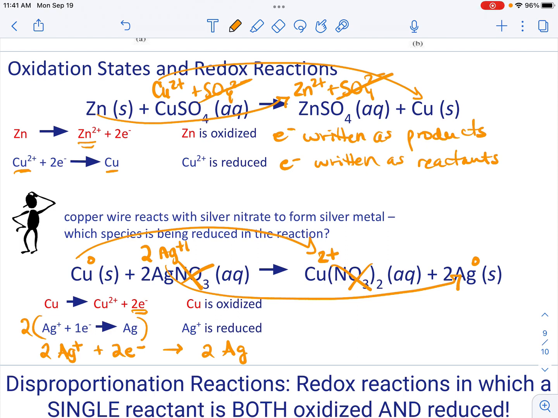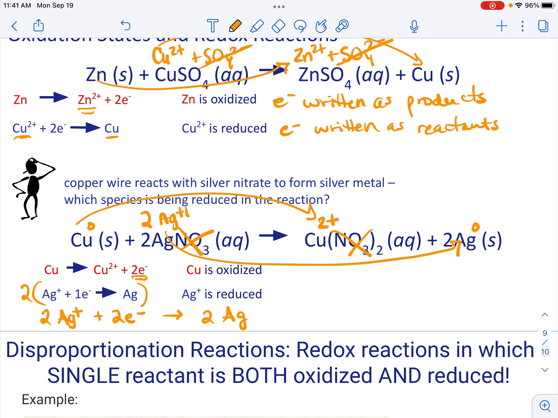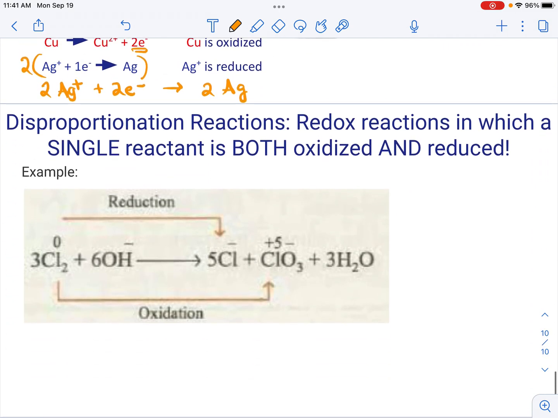Finally, you should be able to recognize now oxidation and reduction. Most of the time, it's 2 separate substances, but every once in a while, a single reactant is both oxidized and reduced. This is called a disproportionation reaction. It's just a term, but it's a term that you probably should be familiar with.